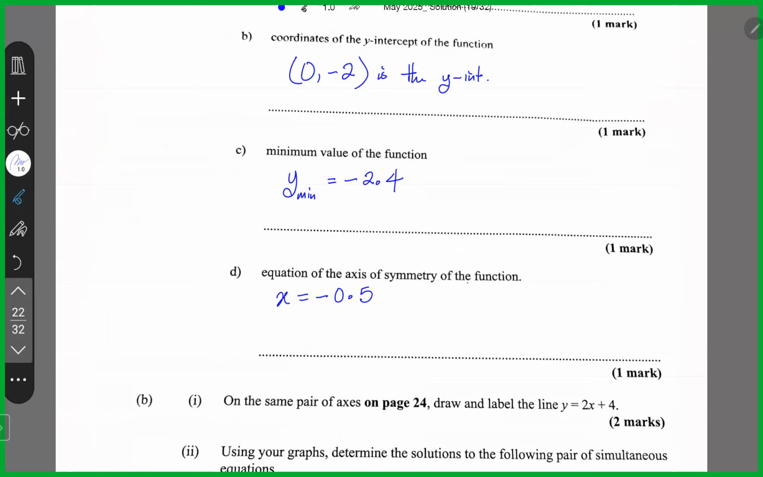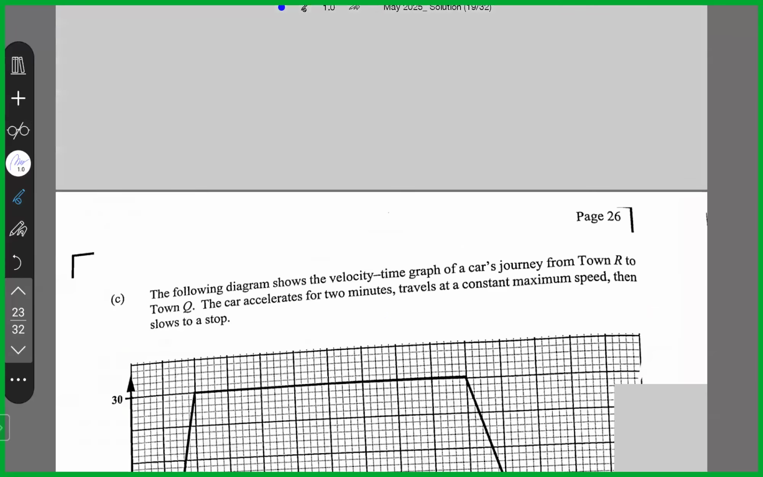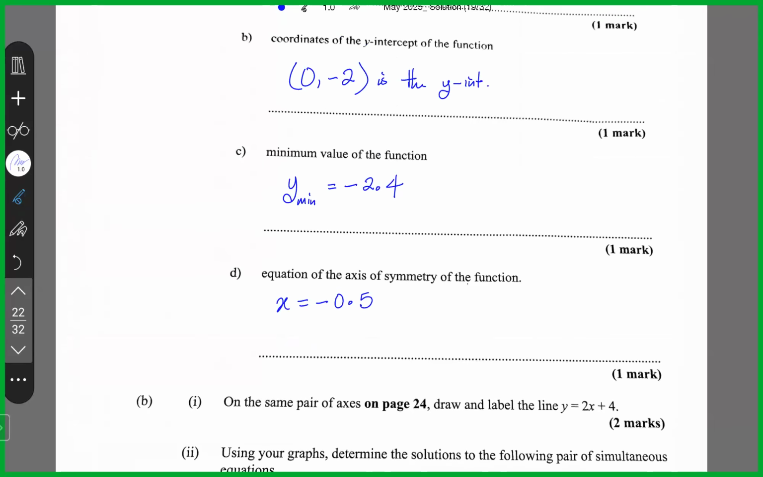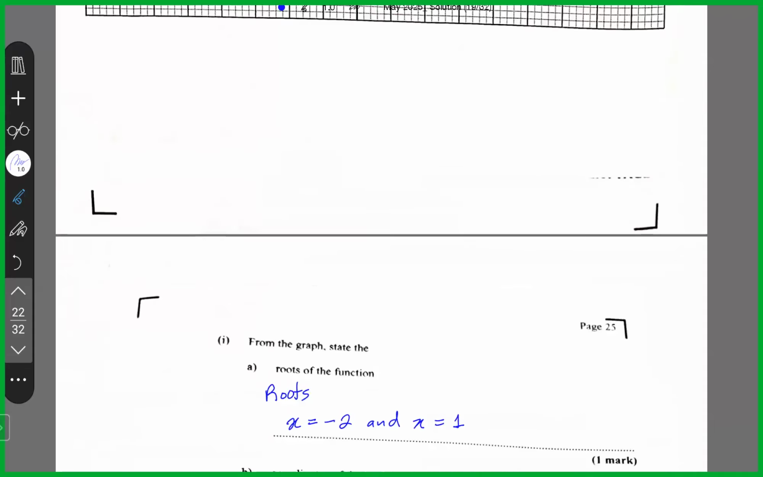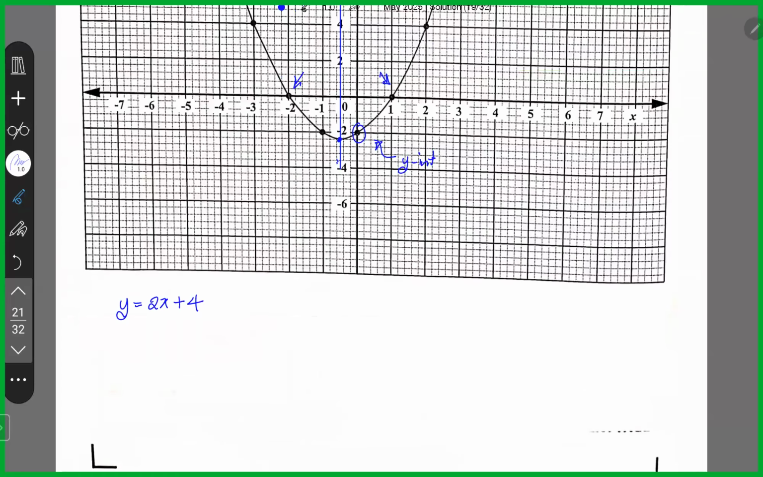B, on the same pair of axes on page 24, draw the line y is equal to 2x plus 4. Well, y is equal to 2x plus 4 is a straight line. So we need to draw a straight line. Remember, we need 2 points to draw a straight line.